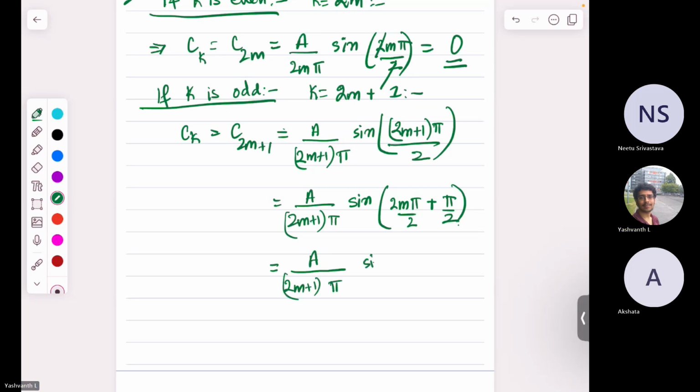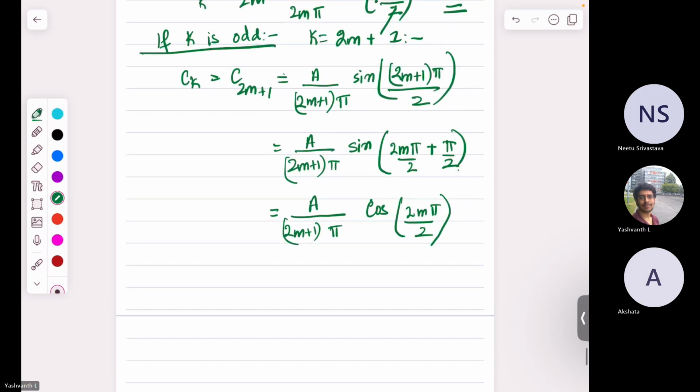Now what is sine of pi by 2 plus theta? It is cos theta, right? So this is cos of 2m pi by 2. Yes. So the 2 gets cancelled, and this is cos m pi. A by (2m plus 1) pi into cos m pi.